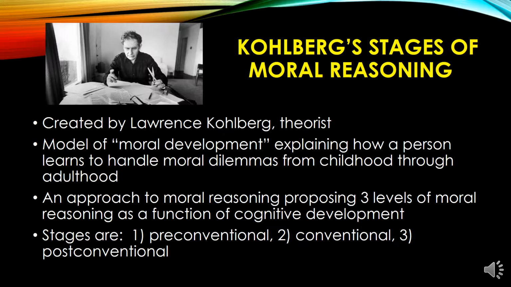Now we're going to talk about Kohlberg's stages of moral reasoning. This was a theory that was created by Lawrence Kohlberg. His model of moral development explains how a person learns to handle moral dilemmas from childhood into adulthood. His approach to moral reasoning proposes 3 levels of moral reasoning as a function of cognitive development. Kohlberg's stages are pre-conventional, conventional, and post-conventional.